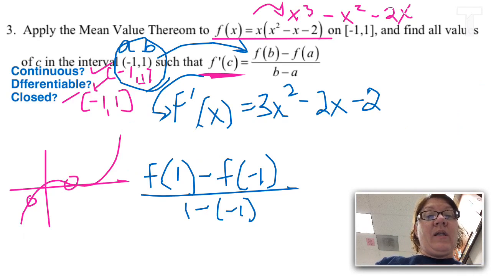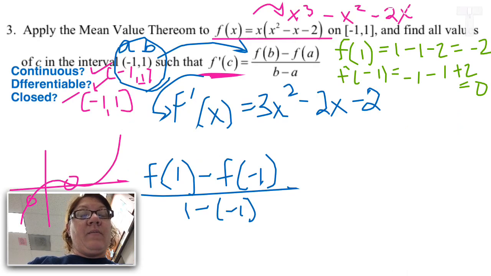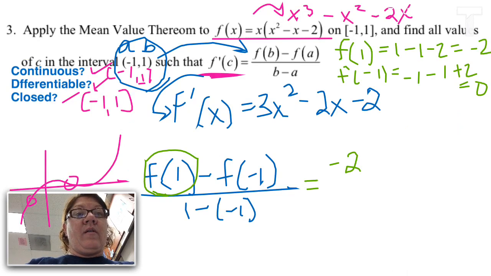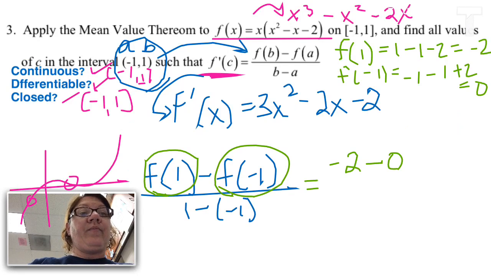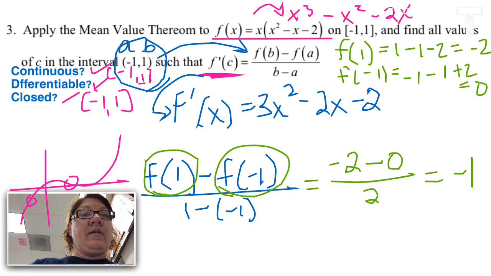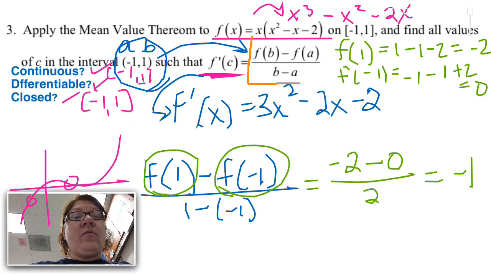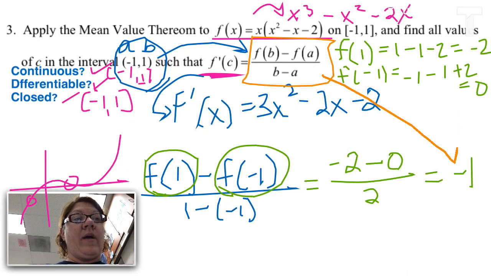And so f of b, if I did my simple arithmetic correctly, would be negative 2, and minus f of a. So remember a was negative 1. So I did f of a, which is 0, all over b minus a, that's going to be 2. So I'll have negative 2 over 2, which is negative 1. So keep in mind, I just found what this right side equals. It equals a negative 1.